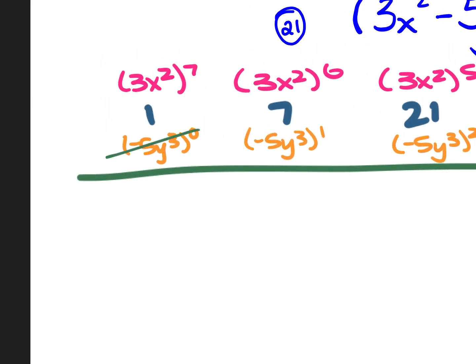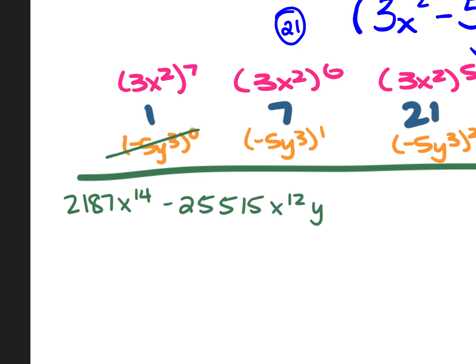We're going to cancel this out. We have 3x squared to the 7th power. That 3 to the 7th power gives us 2,187 x to the 14th. Then we have negative 5 times 7 times 3 to the 6th power, which is going to give us negative 25,515 times x to the 12th, y to the 3rd.